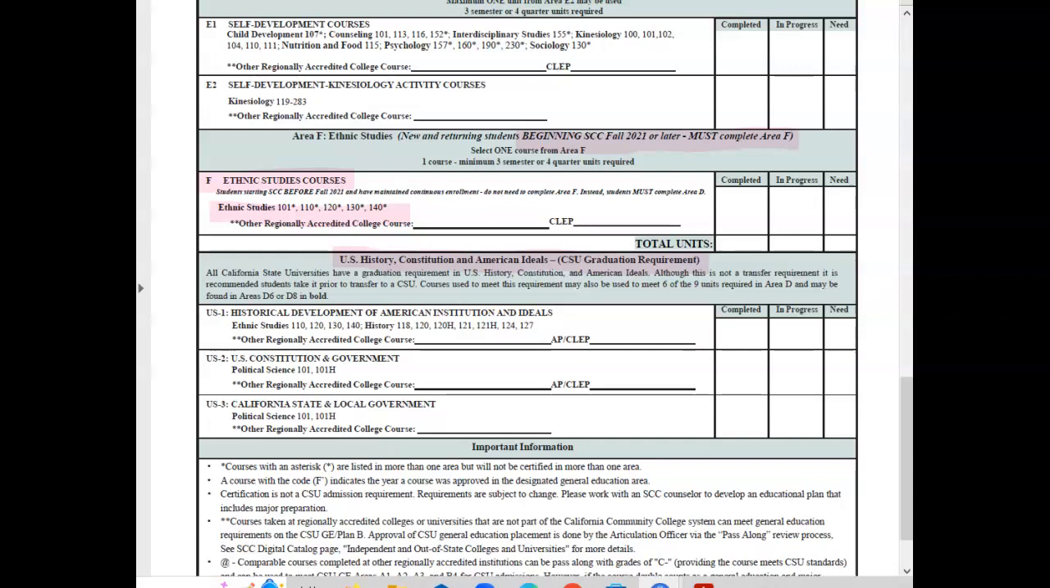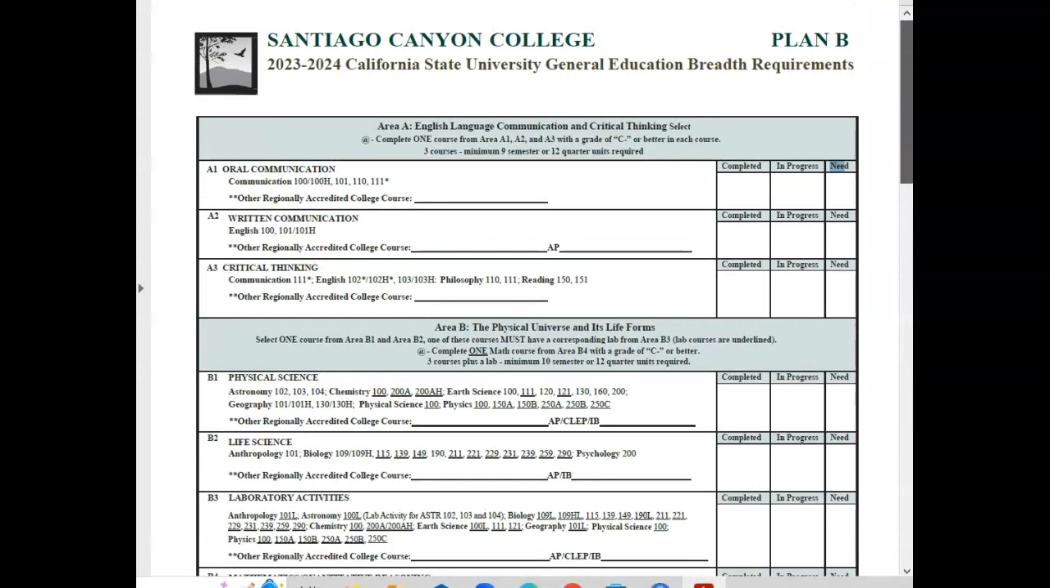So this is Plan B. I highly encourage you to go over it if you are going to transfer to the Cal State system. And again, if you have any questions about Plan B at all, I am here to support you and to answer any questions that you have regarding Plan B.